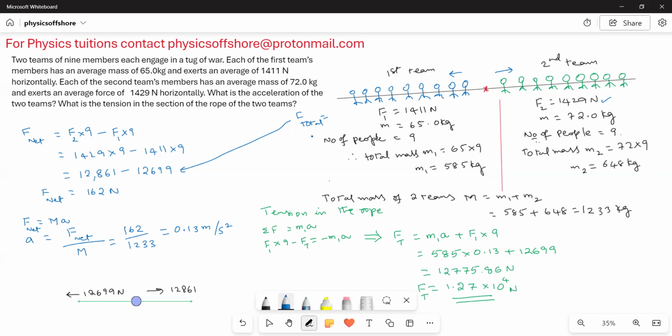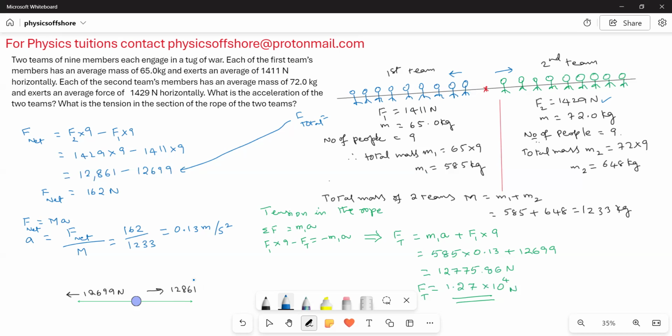Because there is a difference in forces. The second team is pulling with a force of 12,861, and team 1 is pulling with a force of 12,699. So there is a difference in force. Therefore, the net force acts along the rope in the second team's direction, because the second team is pulling in this direction. So the net force is towards the second team. When the force is towards the second team, there must be some acceleration. Whenever there is a net force, it produces acceleration according to Newton's second law.